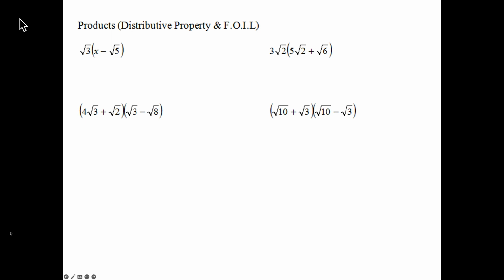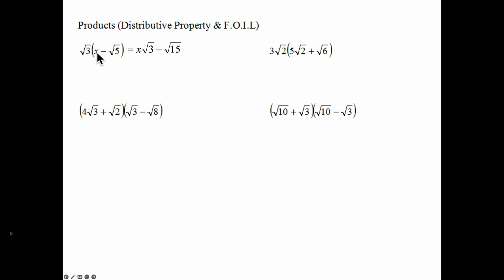Now, multiplication of multiple radicals. So we're going to look at radicals being used with the distributive property and the FOIL process. Here you have the square root of 3 being multiplied to this binomial, so you have to distribute it to the x and to the square root of 5.